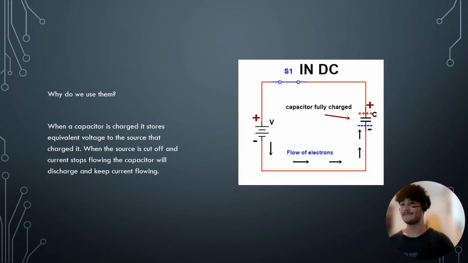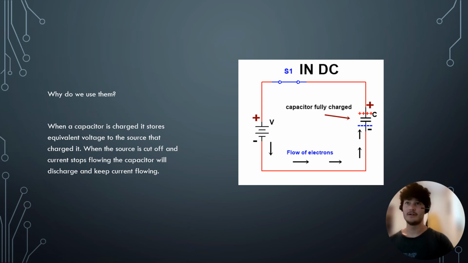So why do we use them? When a capacitor is charged, it stores a voltage equivalent to that of the source that charged it. When the source is cut off and current stops flowing, the capacitor will discharge and keep current flowing. So if this is a 12-volt battery and we have current flowing, it'll continue to flow until this capacitor is full, in which case it'll act like an open circuit. No more energy can go through this capacitor.